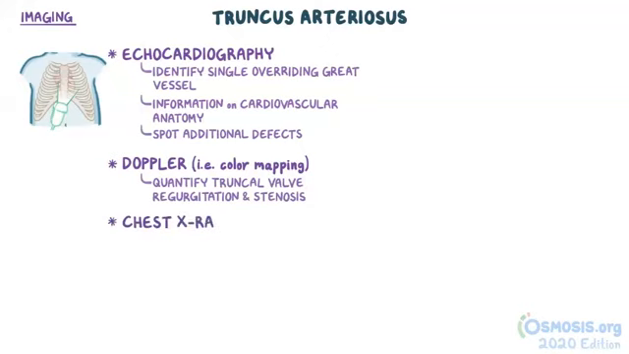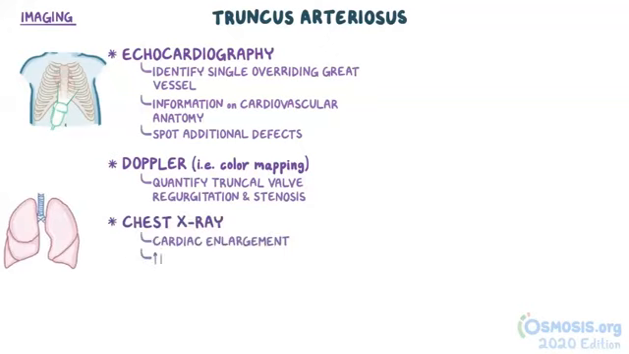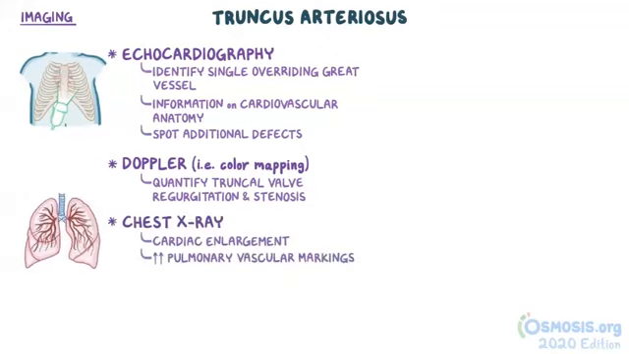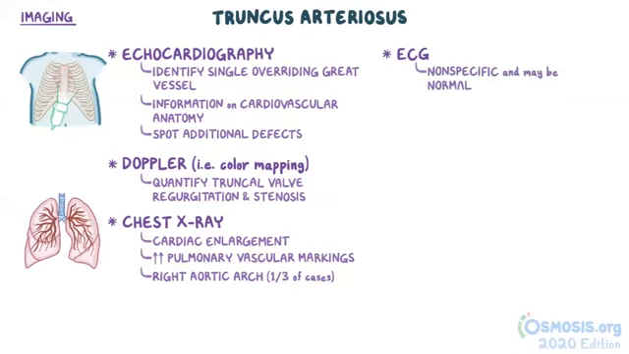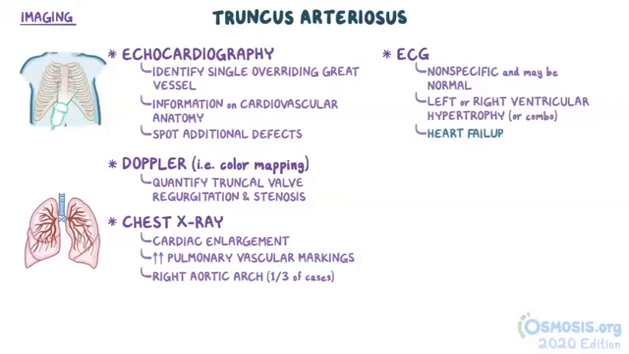Next, chest radiography typically shows cardiac enlargement, increased pulmonary vascular markings, or a right aortic arch in approximately 1/3 of the cases. ECG is nonspecific and may be normal, but sometimes it can show left or right ventricular hypertrophy, or a combination of both. In those with heart failure related to pulmonary overcirculation, QRS and P wave voltages can be increased.